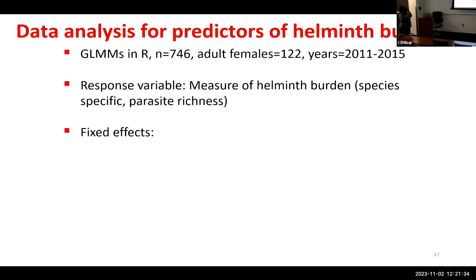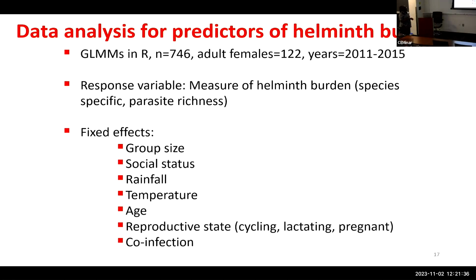So the data analysis was a lot of linear mixed models, and we had different variables. As I mentioned, whether it was presence/absence, parasite richness, or the actual helminth burden, and these are fixed effects, which we had already talked about previously. And we had random variables because for some of the females we got several samples, not just one.